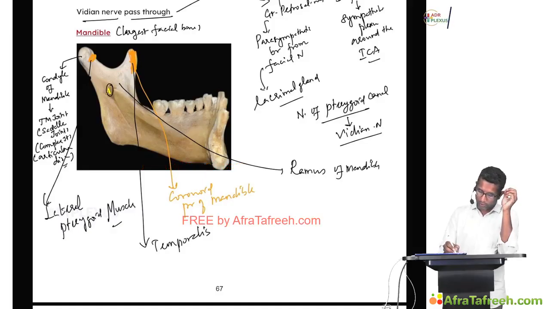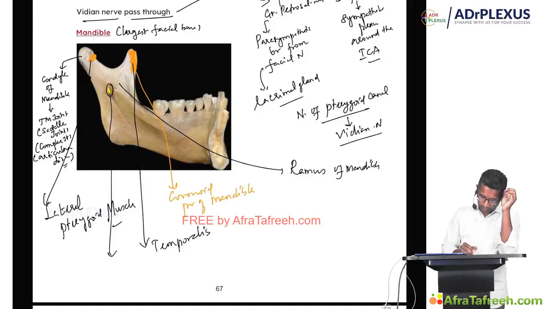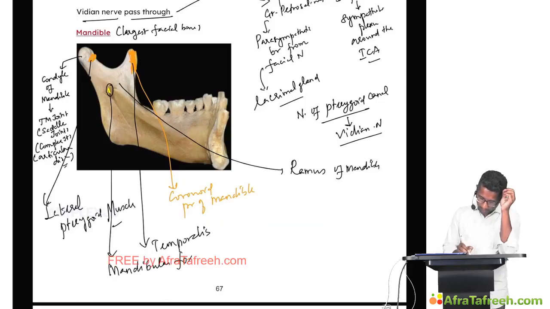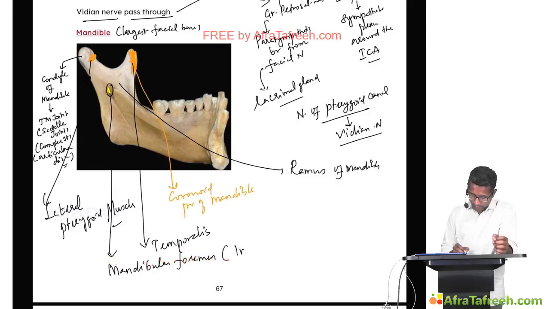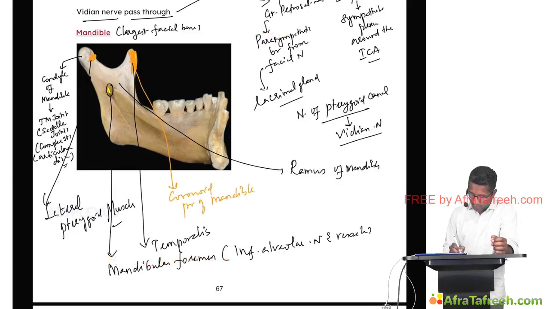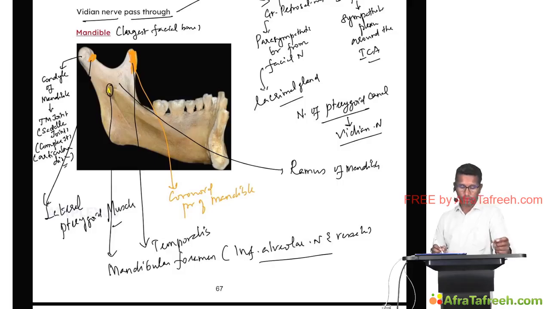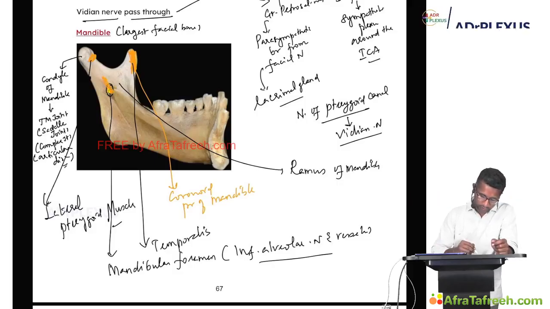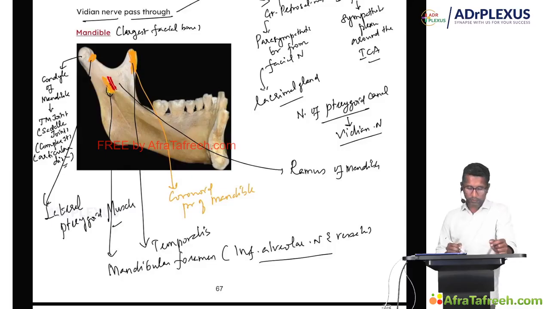Now what is this foramen, guys? This foramen is called the mandibular foramen, and this mandibular foramen allows the passage of inferior alveolar nerves and vessels. So the nerve which runs here is the inferior alveolar nerve. The vessel which runs here is the inferior alveolar vessel.